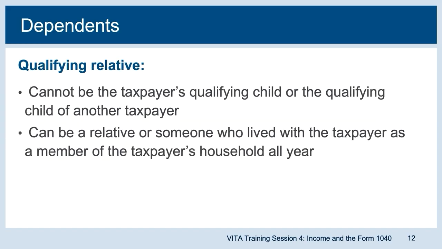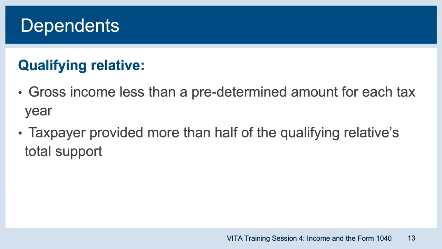The rules for a qualifying relative state that the person cannot be the taxpayer's qualifying child or the qualifying child of another taxpayer. They can be a relative, or someone who lived with the taxpayer as a member of the taxpayer's household all year. They must have gross income less than a predetermined amount for each tax year. Refer to Publication 4012 to verify this limit. The taxpayer must have provided more than half of the qualifying relative's total support.